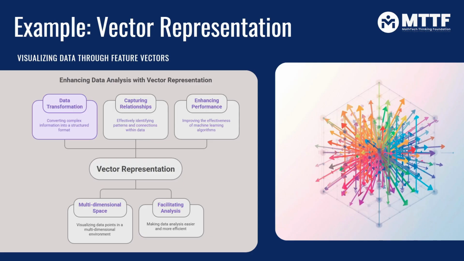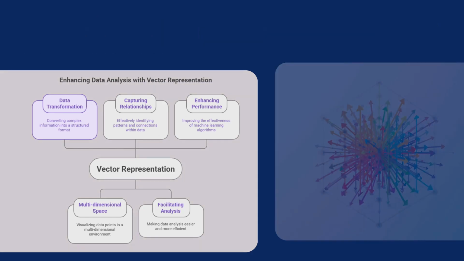This representation is not just about structure, it directly enhances performance. Well-designed vector representations lead to faster learning, better accuracy, and improved generalization. Finally, vector representation facilitates analysis by making complex data measurable, comparable, and mathematically manageable. In simple terms, vectors are how machines see and understand the world.